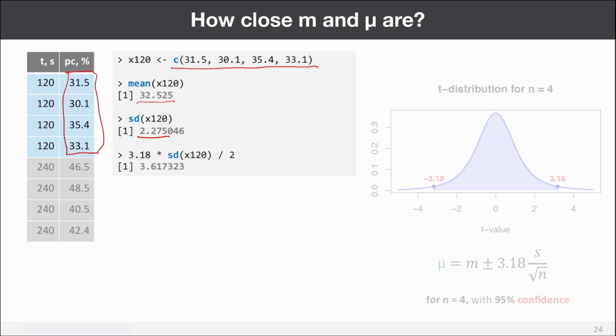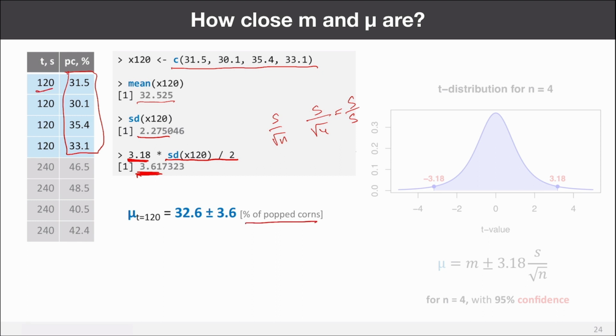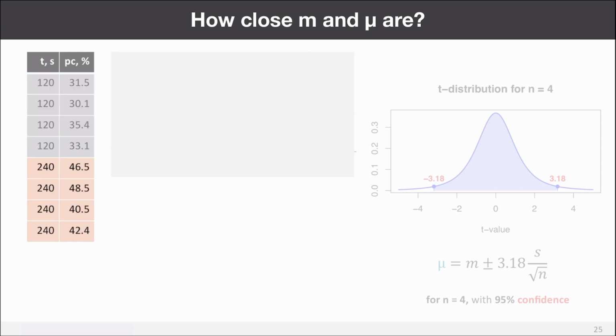Now I can compute the standard error. Why is it 2? Remember that it's a standard error, it's s over square root of n, and n is equal to 4, so it will be s over square root of 4, or half of s, right? And this is my t value that I calculated before. So this is my error margin for 95% confidence. And now I can compute the confidence interval for the average percent of popped corn if I run it with 120, right? So this is it. I know that I don't know the real mu value, but with 95% confidence, it will be somewhere in between.